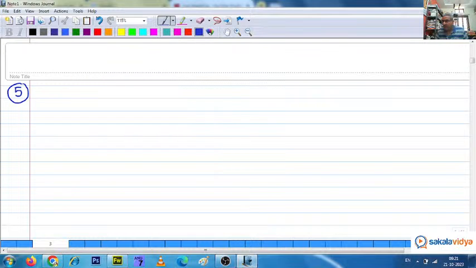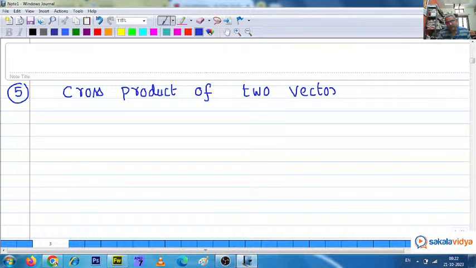So let us move to the fifth point. Now we need to discuss the cross product also. The cross product of two vectors p bar and q bar. How do you define and how do you represent it? That you need to know. So now the cross product of two vectors p bar and q bar is denoted by p cross q.